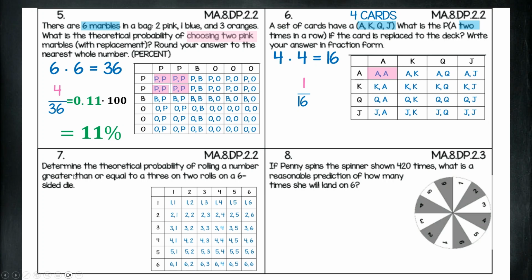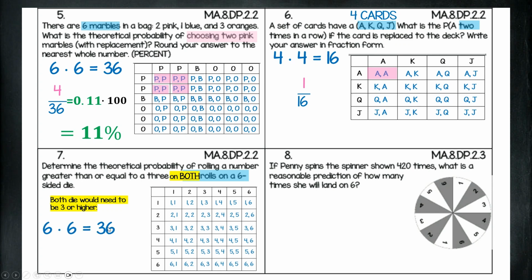All right, question number 7. Determine the theoretical probability of rolling a number greater than or equal to a 3 on 2 rolls on a 6-sided die. So here's the sample space for a 6-sided die. We've done that quite a bit in class at this point. But really what it's asking you to find is where it says on 2 rolls, it means that it wants the number 3 to be on the die for both rolls. So I don't like the way that this question is worded. So both die would need to be 3 or higher.